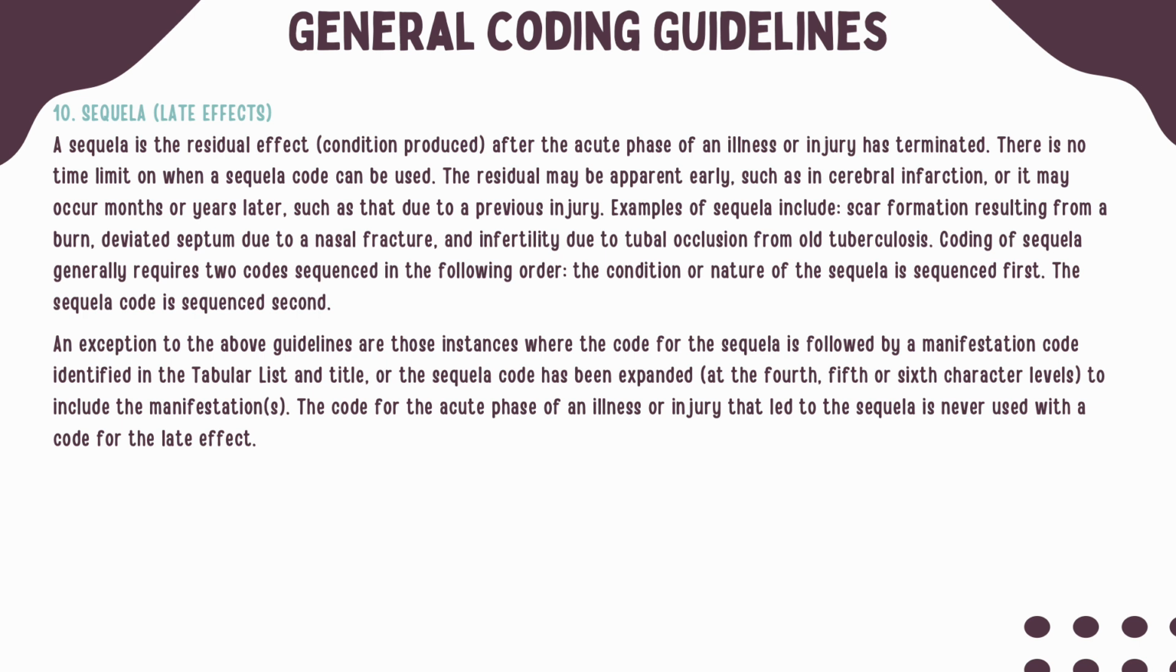Some examples of sequelas are scar formation that results from a burn that has healed, a deviated septum due to a nasal fracture, and infertility due to tubal occlusion from old tuberculosis. There is an exception, however. Sometimes the code for the sequela is followed by a manifestation code that's identified in the tabular list, or the sequela may be needed to expand to include the manifestation. It's also important to note that the acute phase of an illness or injury should never be coded with a late effect code.